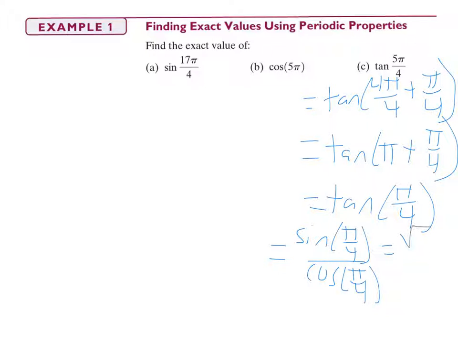So that's equal to square root of 2 over 2 divided by square root of 2 over 2, which is just 1.